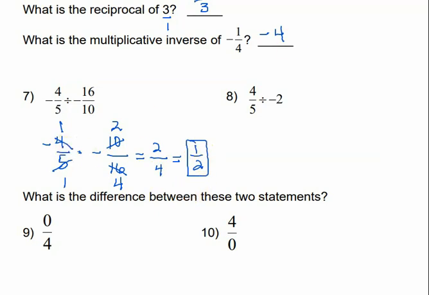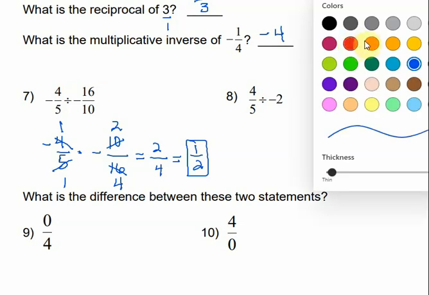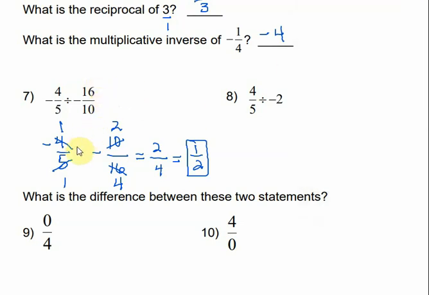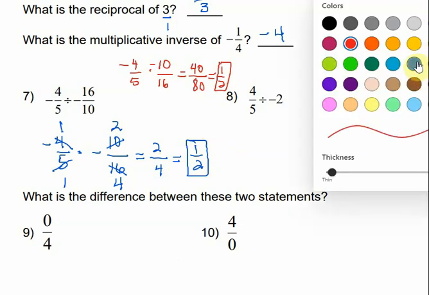If I were to have multiplied straight across instead, let me redo this. So this would be a negative 4 over 5 times negative 10 over 16. So that would have given me a positive 40 over 80, and then that could reduce to 1/2. So you get the same answer. I just had to go to a really big number before I did that. So whatever you're more comfortable with, if you want to reduce first and then multiply, or multiply first and then reduce, whichever way you like better. We get the same answer either way.